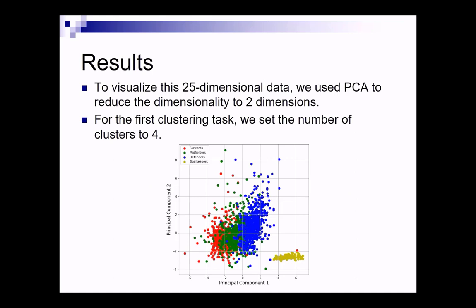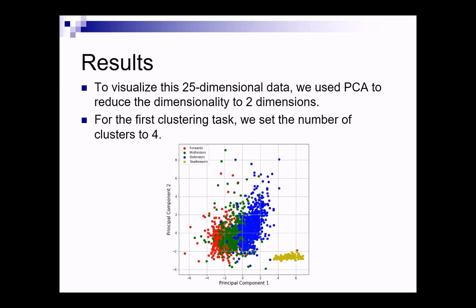The data we analyzed is 25 dimensional. To visualize this data, we used PCA to reduce the dimensionality to 2 dimensions. For the first clustering task, we set the number of clusters to 4. The number 4 corresponds to the different groups of positions in the football field, namely goalkeeper, defender, midfielder, and forward. In the figure, we can see that the data clusters do overlap, except for the goalkeepers.